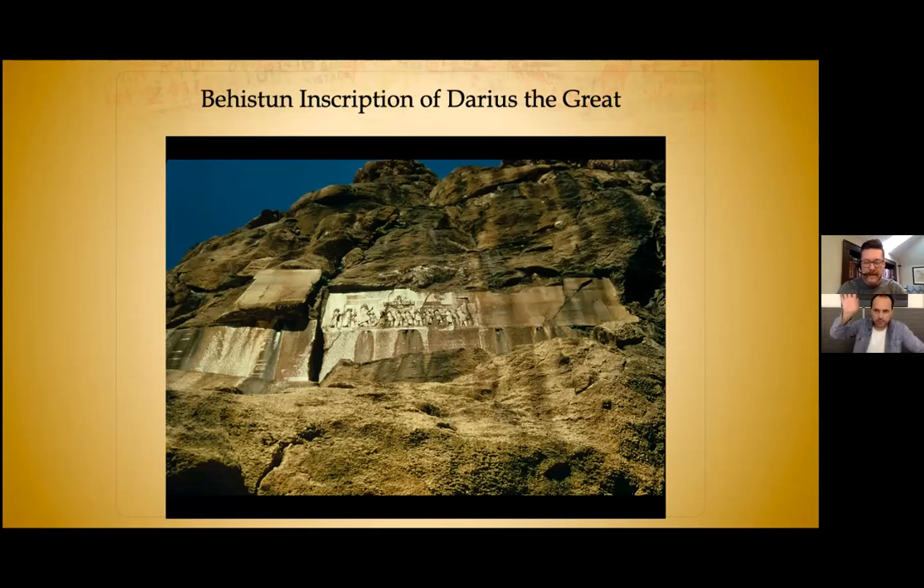But again, the Behistun inscription is a trilingual inscription with Old Persian, Elamite, and Babylonian, so three languages.